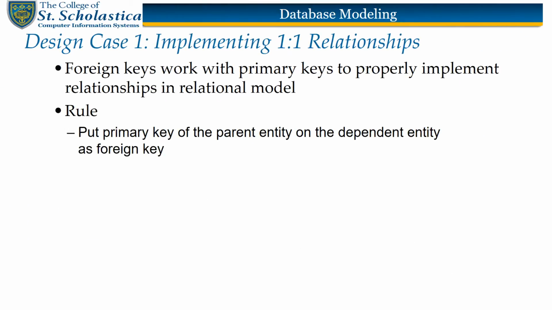Foreign keys work with primary keys to properly implement relationships in the relational model. The basic rule is very simple. Put the primary key on the "one" side, known as the parent entity, and the foreign key on the "many" side, the dependent entity. However, where do you place the foreign key when we are working with a one-to-one relationship?